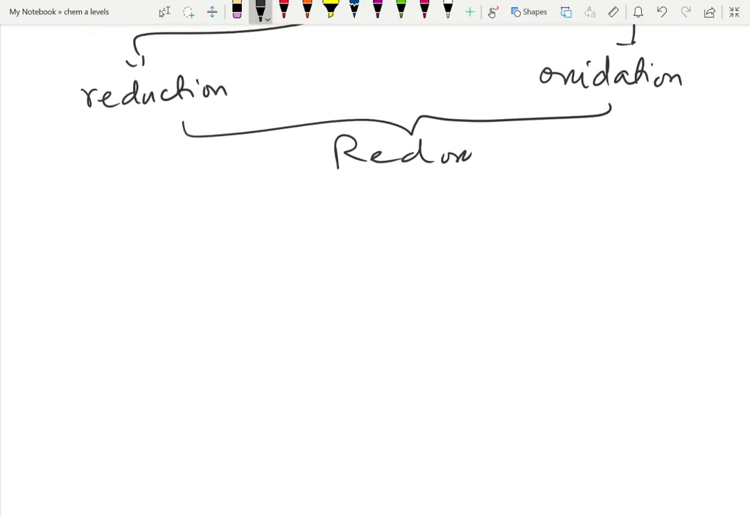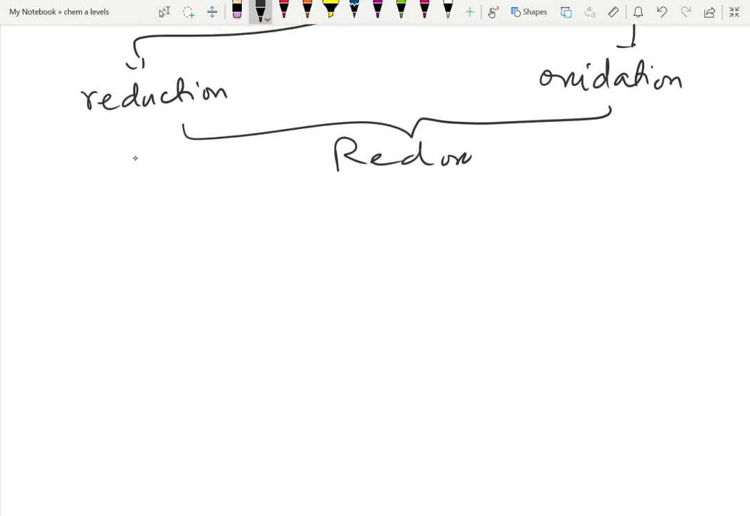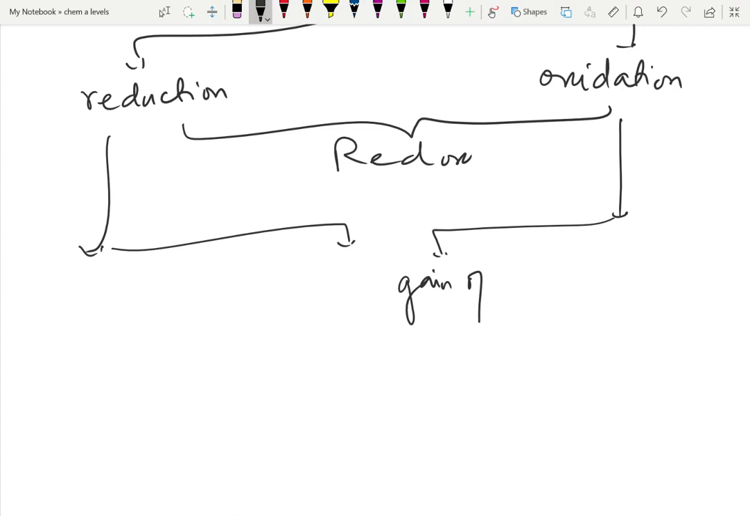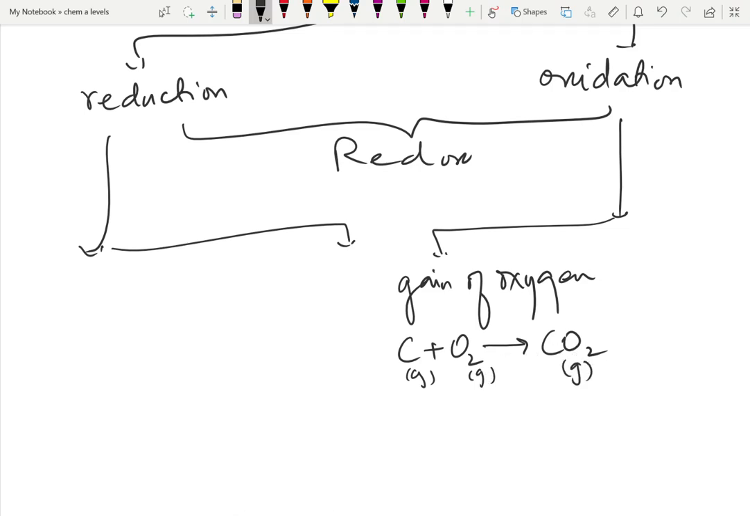Now let's talk about what is actually reduction and oxidation. We can define oxidation, as the term indicates, as gain of oxygen. It means if in any reaction there is an addition of oxygen taking place, that is called oxidation. For example, carbon reacts with oxygen, and in the presence of oxygen carbon dioxide is formed.